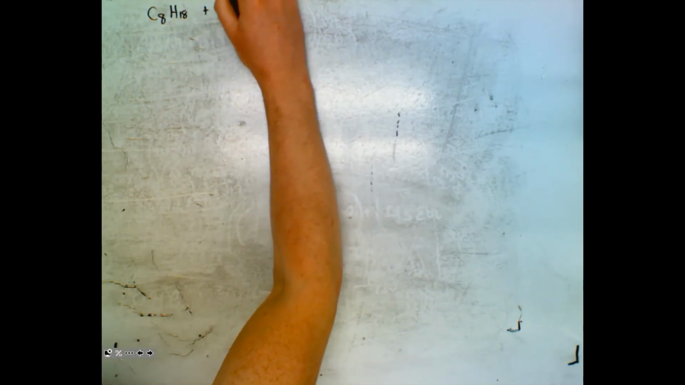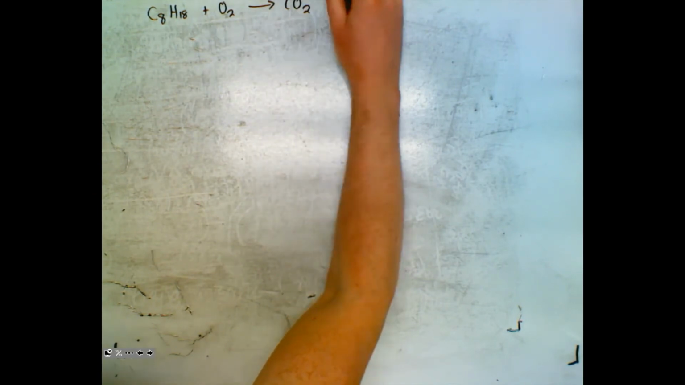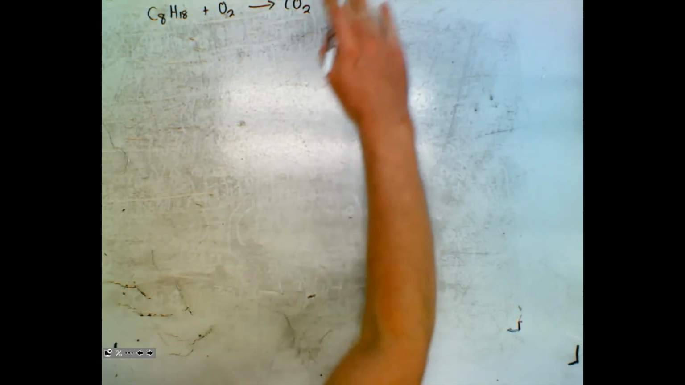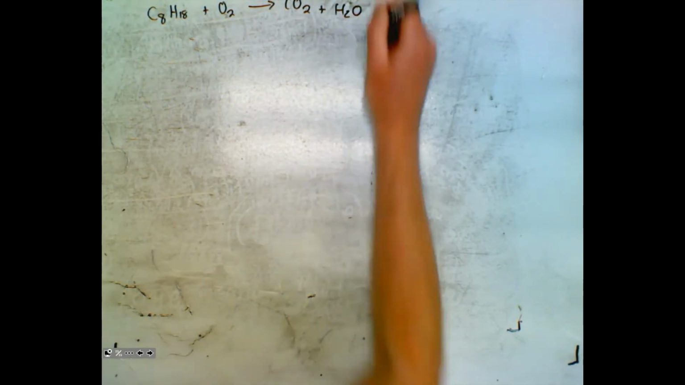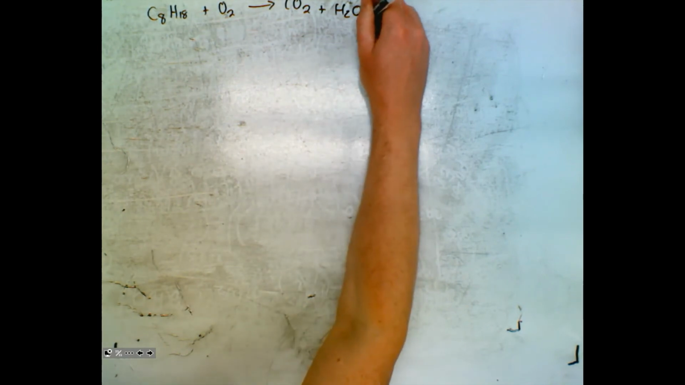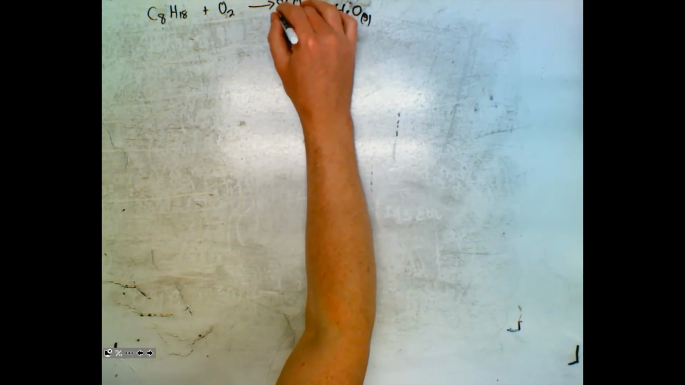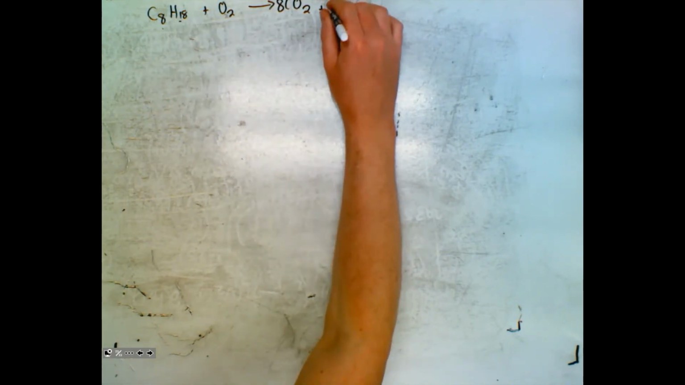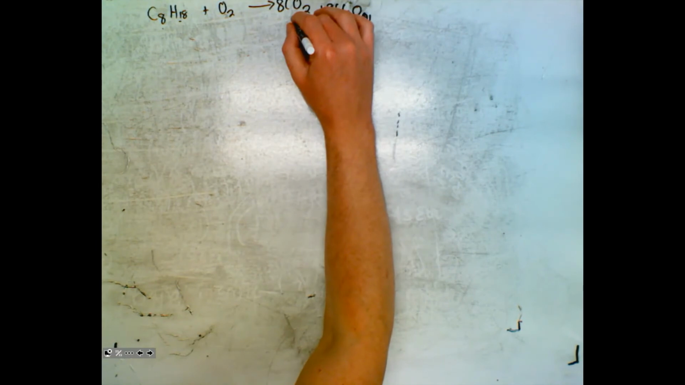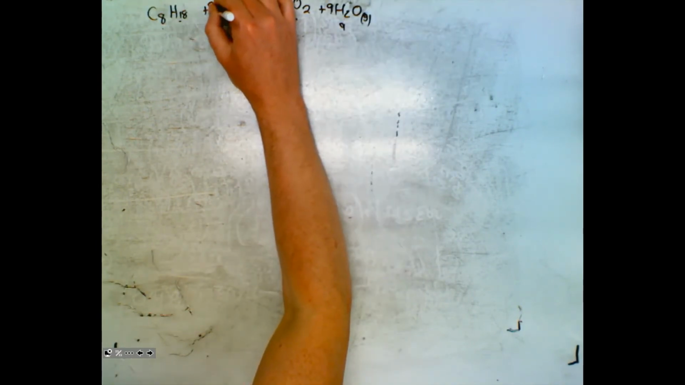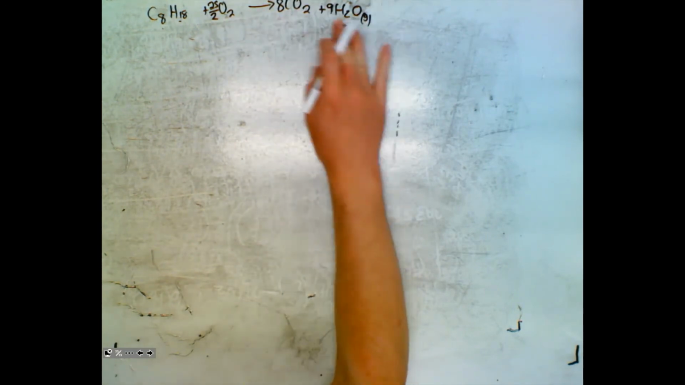So gasoline is octane, which is C8H18. I combine it with oxygen, and it makes CO2 and H2O. I'm a little bit off the screen, but let me fix that. There we go. And it's going to make H2O gas. So to balance this, we have 8 carbons, so we need 8 carbons. We have 18 hydrogens, so 9 times 2 is 18. And then we have 16 oxygens here, 9 oxygens here for a total of 25. So if I go 25 over 2, then it's balanced.